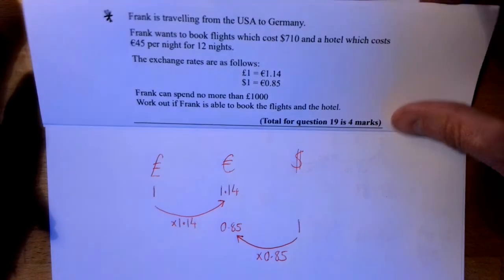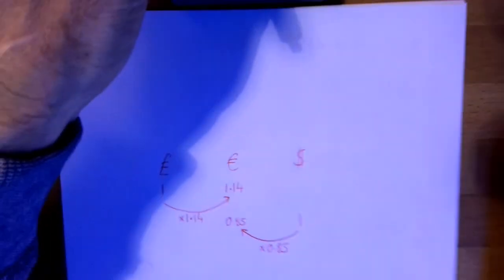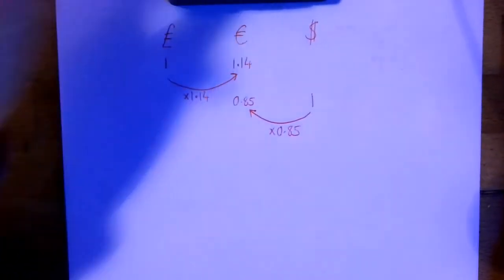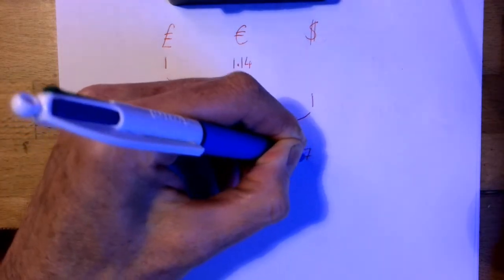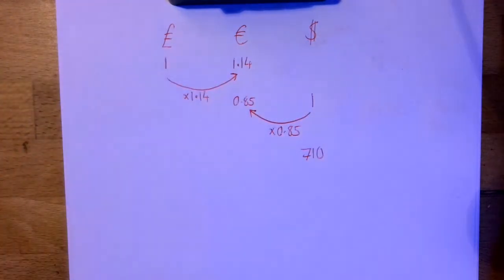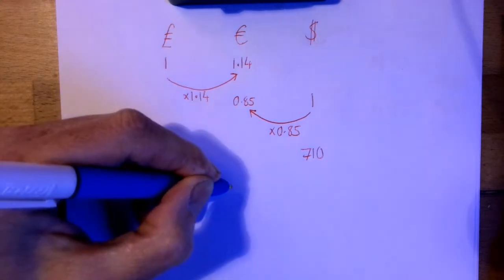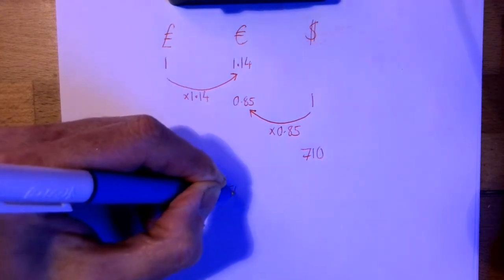Now I'm going to scroll down, so I'm going to have to move the question. Hopefully you've got the question somewhere. So we're told that Frank wants to go on this holiday. He has to book flights which cost $710. And he also has to book a hotel, which is 45 euros, but it was 12 nights. Did you spot that? So it wasn't just 45 euros, it was 540 euros.